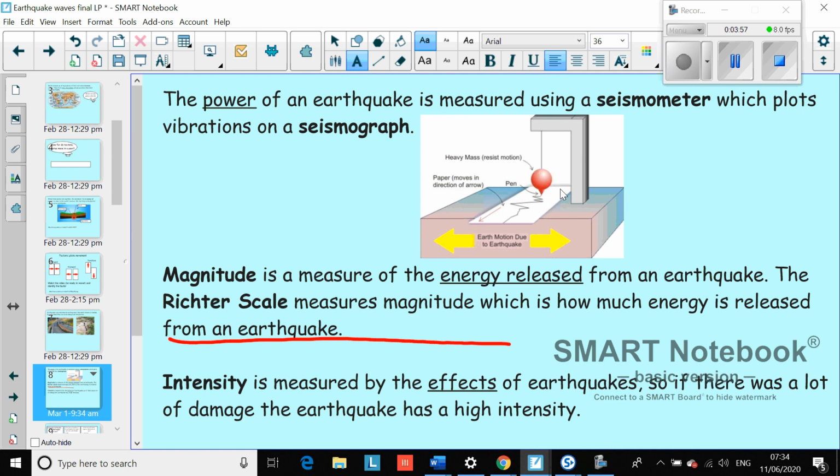But the magnitude is a measure of the energy released from an earthquake, and the Richter scale measures the magnitude, which is how much energy is released. Okay, so I think actually that sentence you do need. So the magnitude or the strength of an earthquake is a measure of how much energy is released, and it's measured on the Richter scale. So pause the video and do that now, please.